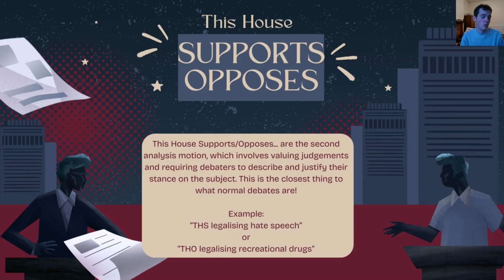An example of this House supports motion might be this House supports legalizing hate speech. You might really love hating people, and you completely support it, and you'll give reasons why you support this. And then obviously the opposition would say, no, we don't agree with this at all.